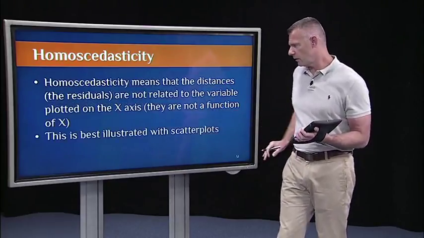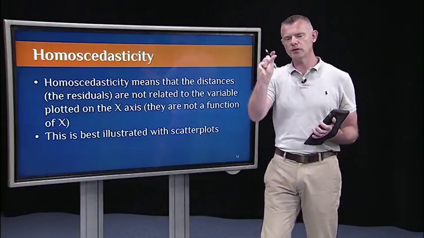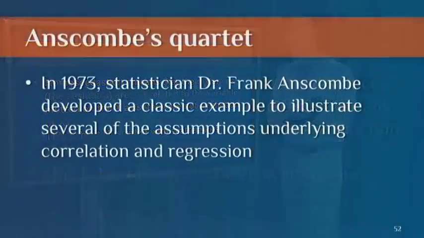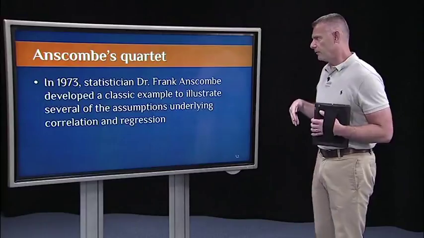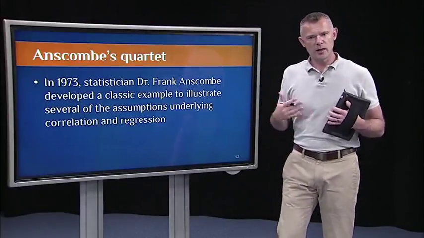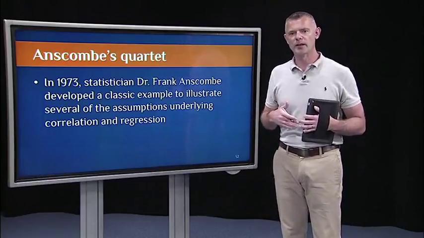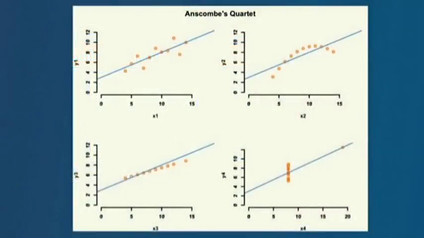So the best way to look at this, as I've said, is to look at scatter plots. But again, what you want to look at is the vertical distance between each dot and the regression line. The most classic illustration of these assumptions underlying correlation and regression analysis, for that matter, was developed by a statistician named Dr. Frank Anscombe in 1973. These are so classic and so well known that they've become known as Anscombe's quartet. Let me show you what they look like.